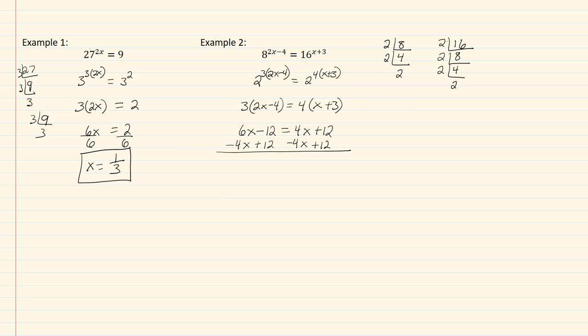So we have 6x minus 4x, which would give us 2x. 12 minus 12 is 0. 4x minus 4x is 0. And we have 12 plus 12, which would give us 24. Divide by our 2 that's in front of our x. And we're going to get x is equal to 12. So that's my solution to that exponential equation.